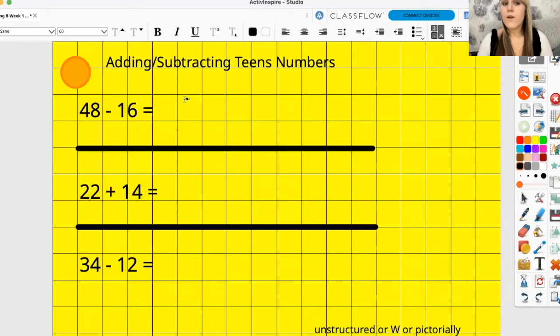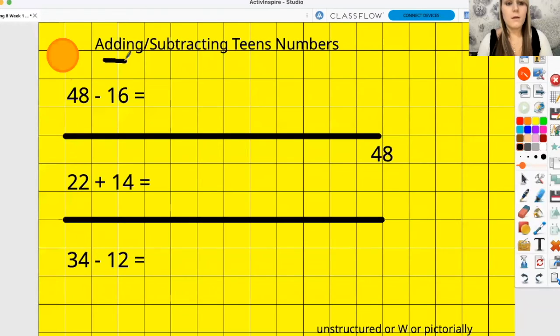Moving on to orange with an unstructured number line. So if we're doing 48 take away 16, we must start at the end of the number line, but we still jump the 10s before we jump the ones. So one big 10 jump, usually 3 squares big, take away 10.